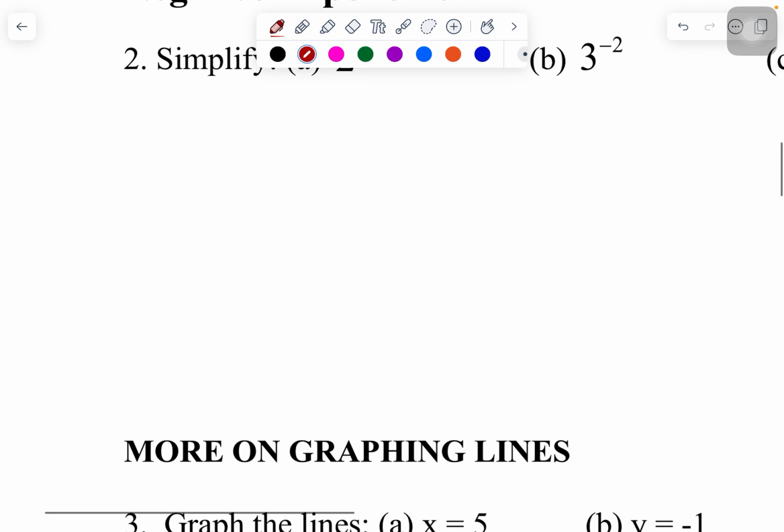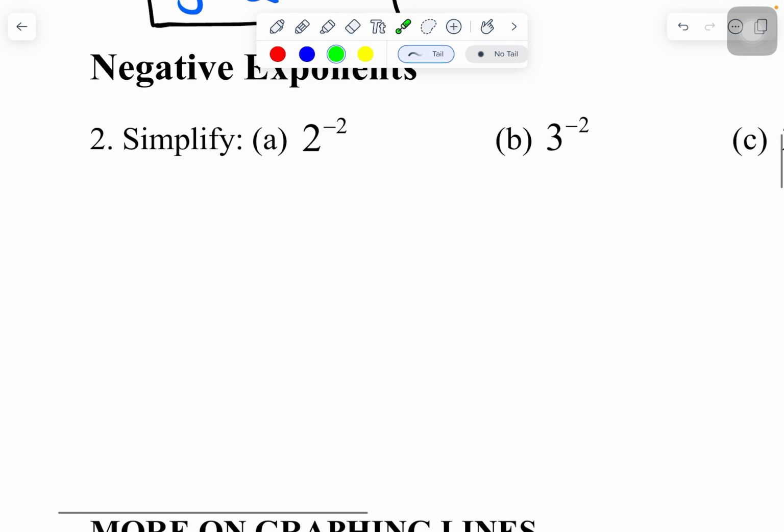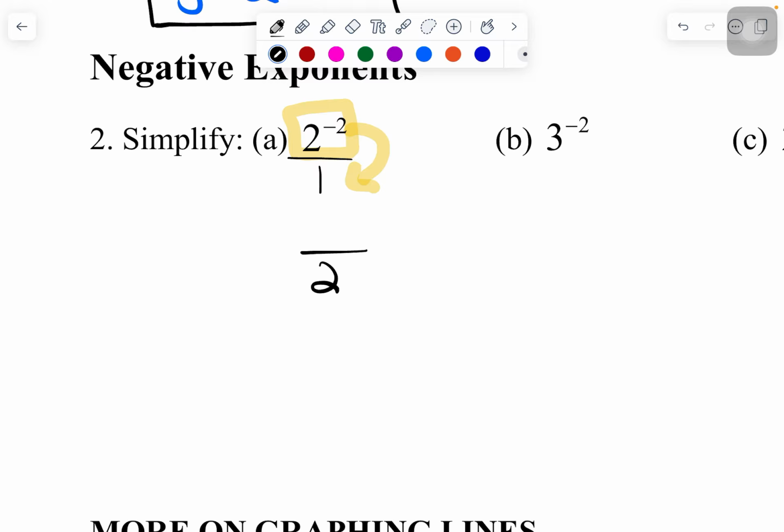So what you want to do is anything that has a negative exponent, you want to think about where it is in a fraction. So right now I could write this over 1. So this term is sitting in the numerator of the fraction with a negative exponent. It is not happy. So we are going to move it and make it happy. That means we're going to take this term and move it into the denominator. But when you move it, that power becomes positive.